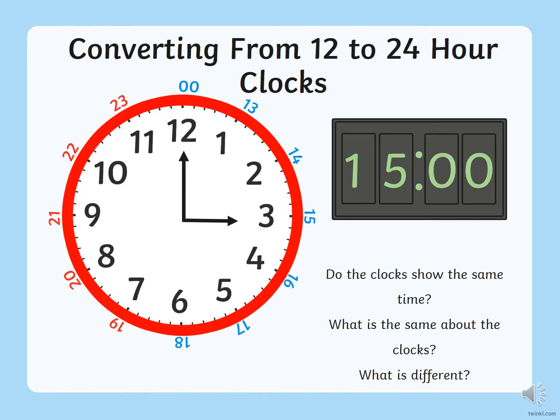If we have a look at these clocks, you can see that on our analog clock, the time shows 3 o'clock. If we convert that into 24-hour time, our hours, we've taken our 3, we've added our 12, which is equal to 15, and so therefore we have that 15 in the hours section of our digital display.